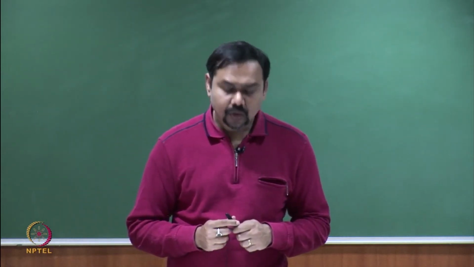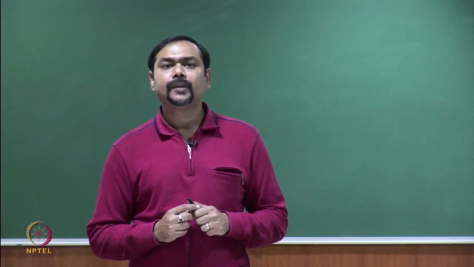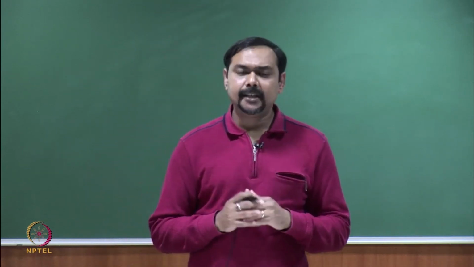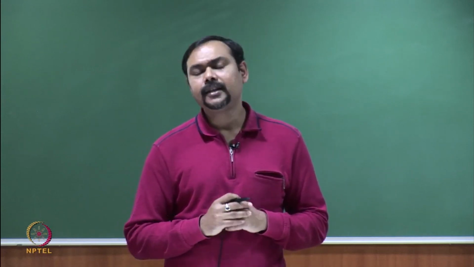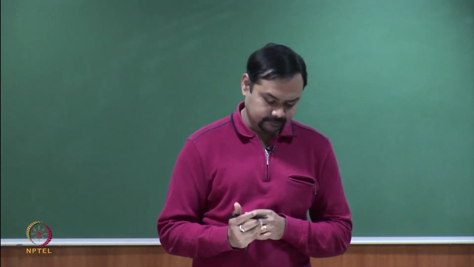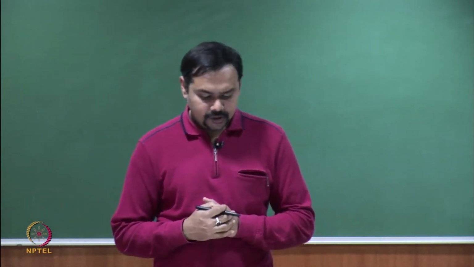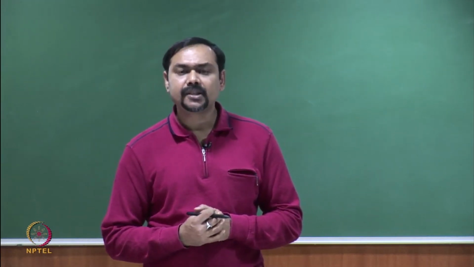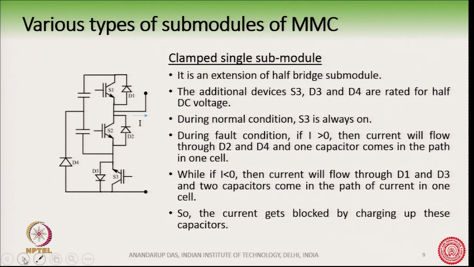Okay. So, people have come up with other types of submodules. The main idea here is to limit the fault current along with some additional beneficial features. We will see 3 or 4 of them now. So, for example, this is one such thing, clamped single submodule. Okay. So, you can see here that in this topology we have this half bridge here along with additional switch and diodes here.